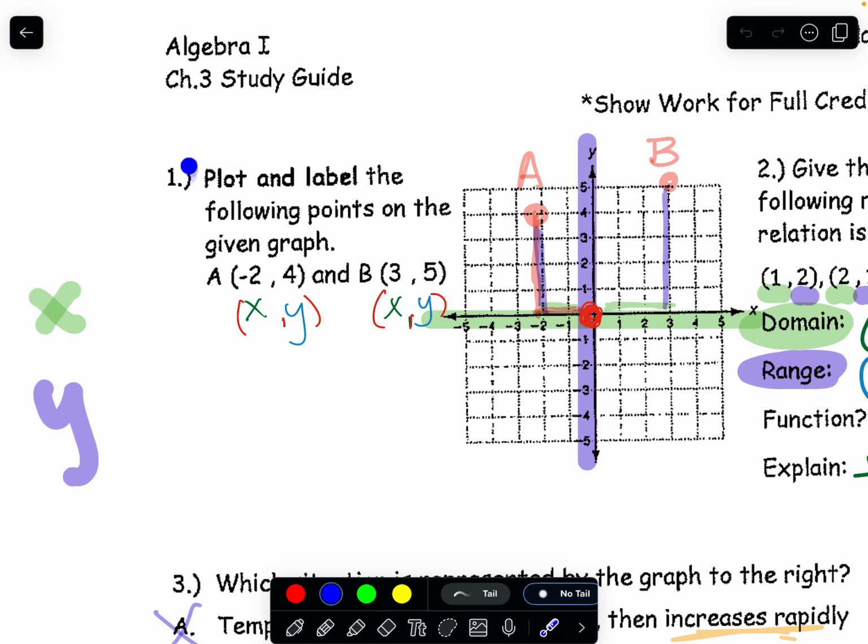The first question is to plot and label, right? So we just want to know if you know this is the x value and this is the y. We obviously start at the point of origin and then I go over on the x-axis, -2, and I go up a +4, and then I would put a point there and I would label it A. For this point over here, it is 3, 5.